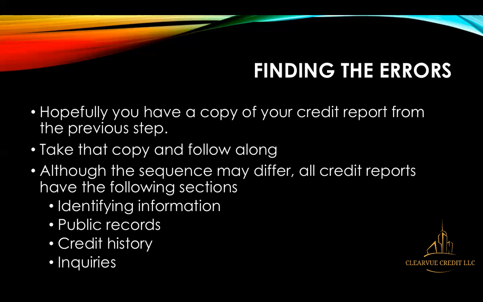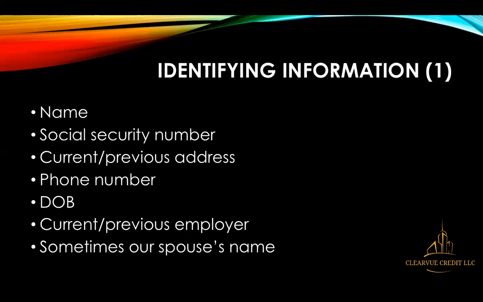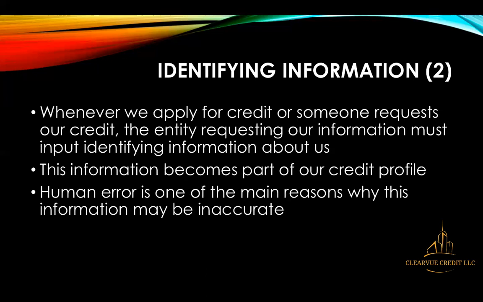Although the sequence may differ, all credit reports have the following sections: personal or identifying information, public records, credit history, and inquiries. Identifying information includes things that can identify us: our name, social security number, current and previous address, phone number, date of birth, current and previous employer, sometimes even our spouse's name.